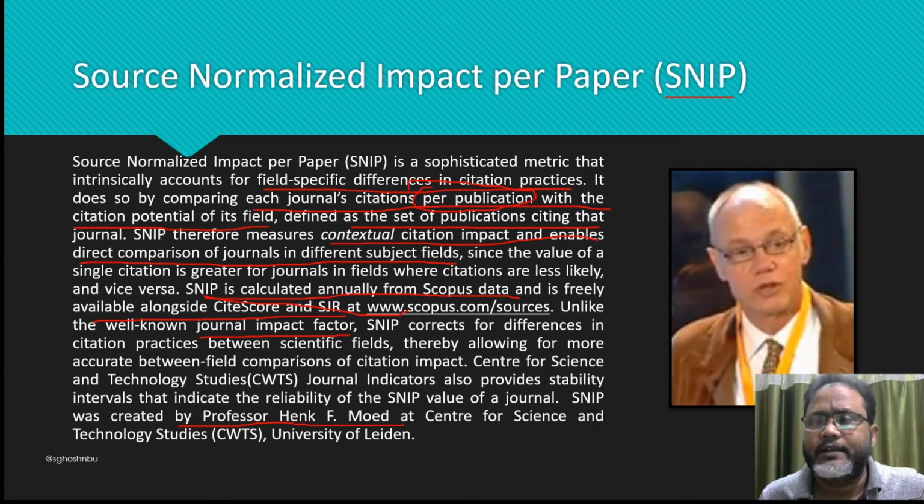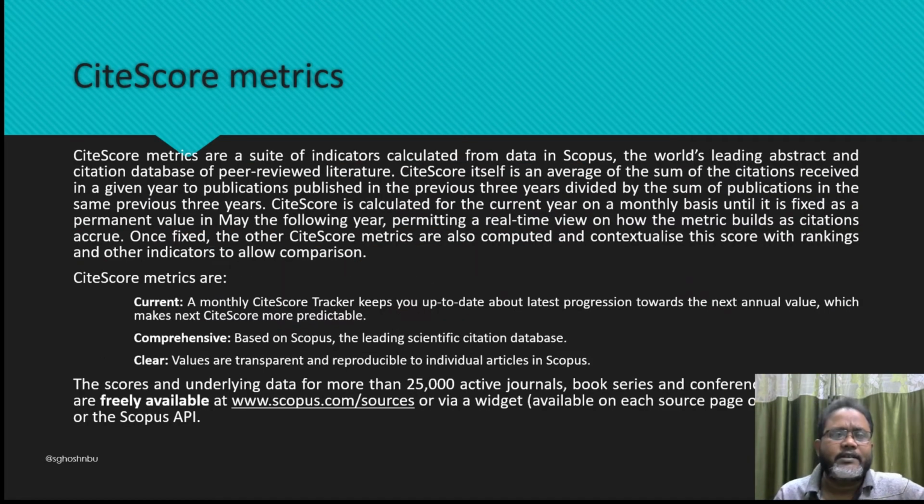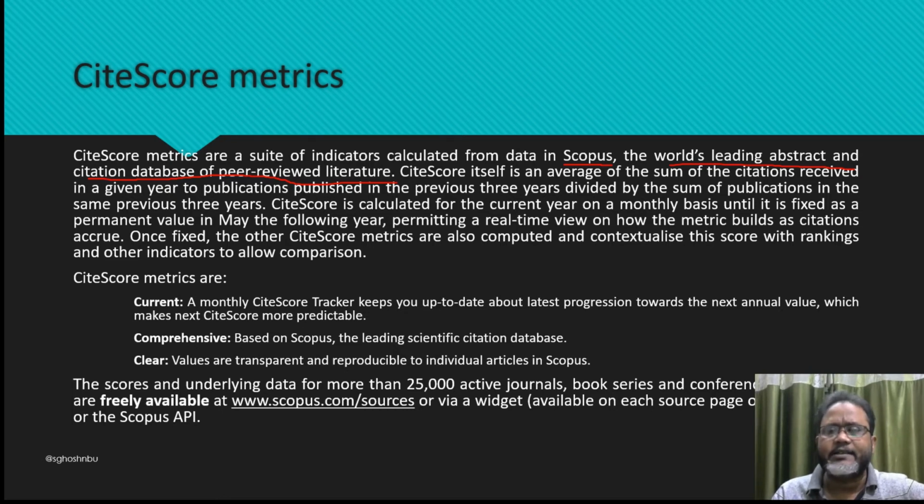metrics to date. Now we have the CiteScore metrics, and these CiteScore metrics are a suite of indicators calculated from Scopus data, the leading abstract and citation database of peer-reviewed literature. CiteScore itself is an average: the sum of citations received in a given year to publications published in the previous 3 years, divided by the sum of the publications in the same previous 3 years.